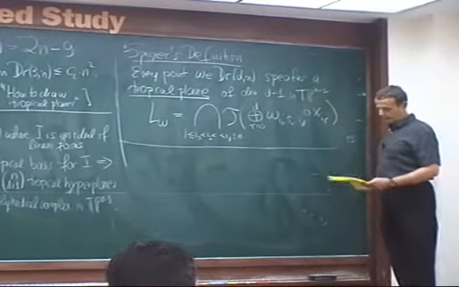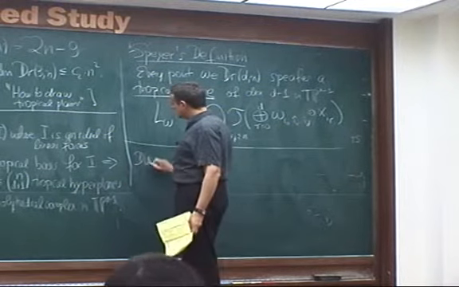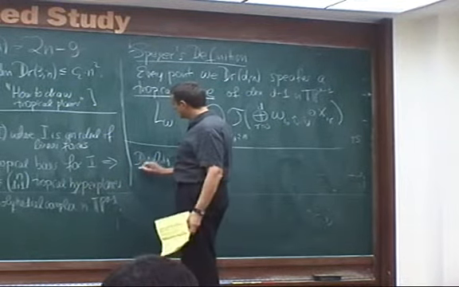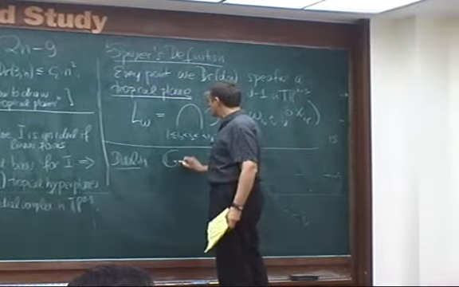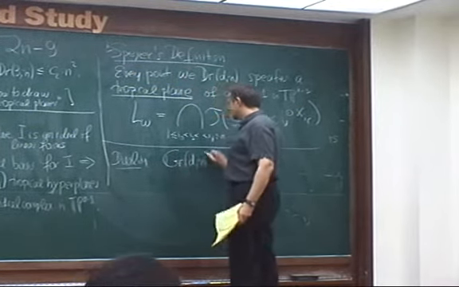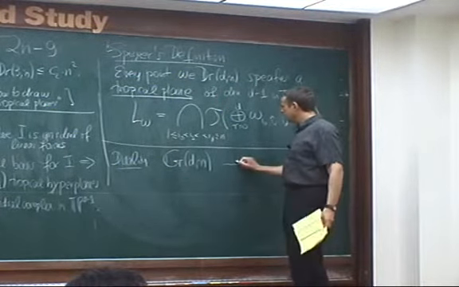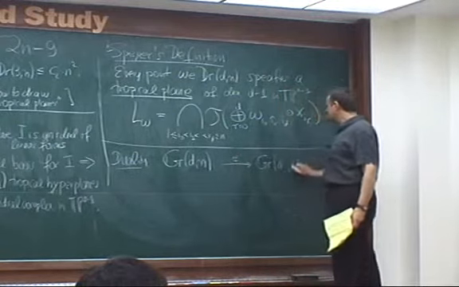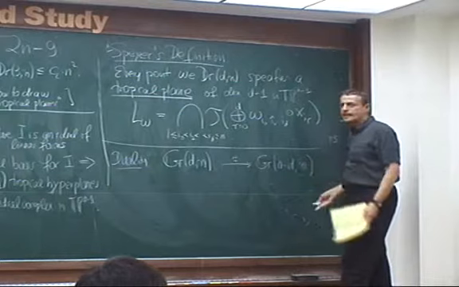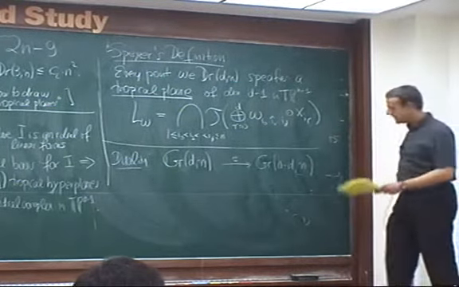Now, what can we do with this? A couple of things we can do with this. Let me show you an example. Let me say a few words about duality. Okay, so there's a very nice duality between the Grassmannian of d in n and the Grassmannian of n minus d in n. Same for the Dressian. So duality works for the Dressian.